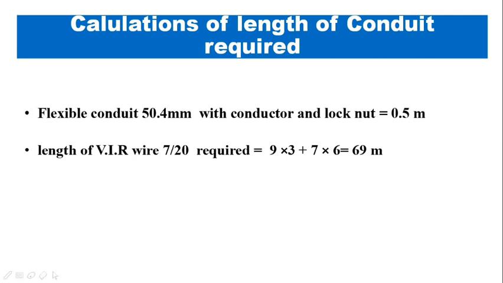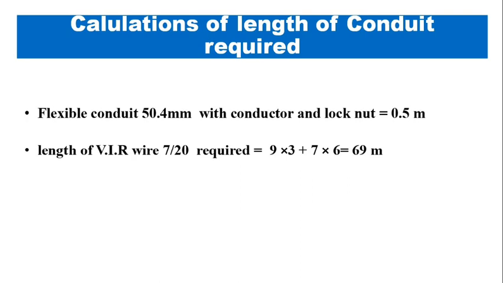So 9 into 3, plus the 50.4 mm conduit which is required to connect the motor to the control board, which will consist of 6 wires, 3 for incoming and 3 for outgoing. So 7 into 6. So the total length of VIR wire is 9 into 3 plus 7 into 6, that is 69 meters. So you have got the total length of VIR wire.